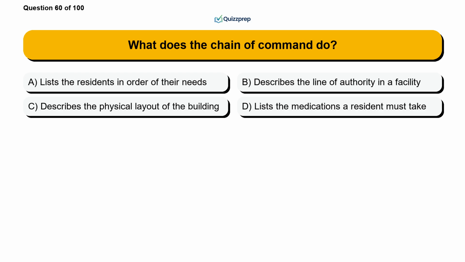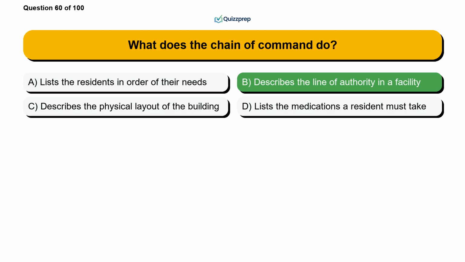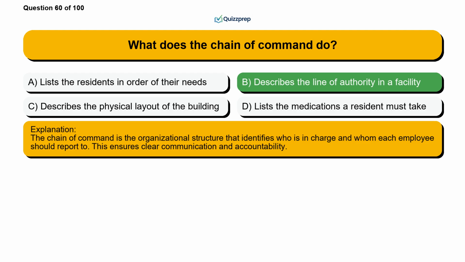Question 60. What does the chain of command do? Option A, lists the residents in order of their needs. Option B, describes the line of authority in a facility. Option C, describes the physical layout of the building. Option D, lists the medications a resident must take. The correct answer is option B, describes the line of authority in a facility. The chain of command is the organizational structure that identifies who is in charge and whom each employee should report to. This ensures clear communication and accountability. Question 61.